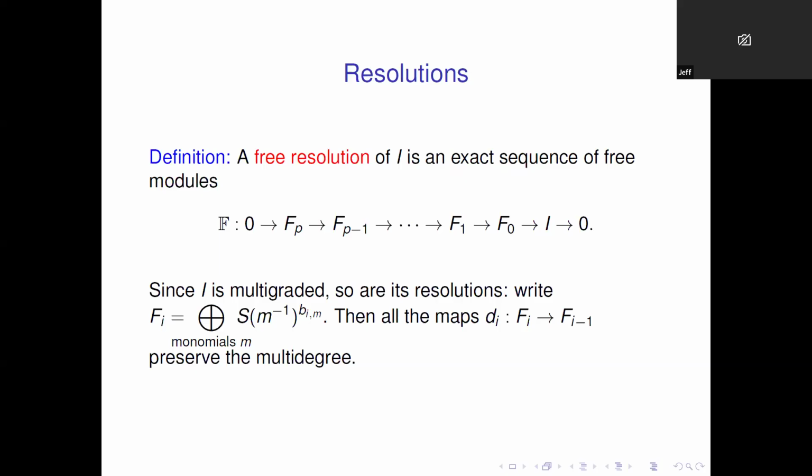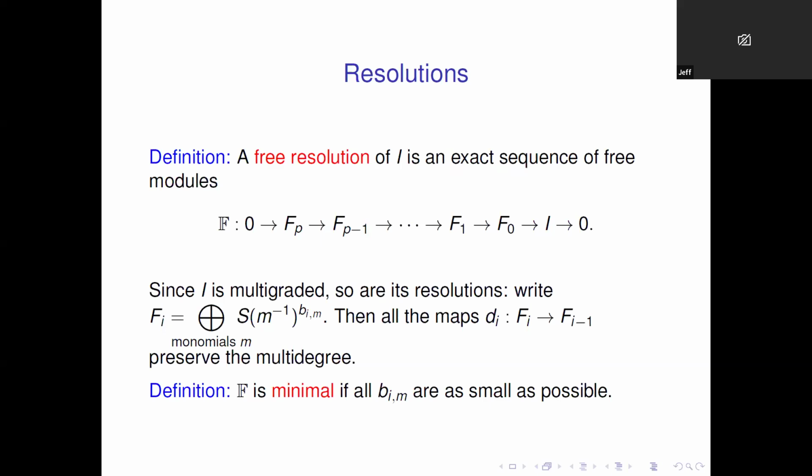So in particular, every one of the free modules we can write as a direct sum of modules twisted in a multidegree M. The multidegrees are naturally in bijection with the monomials. So S(M inverse) just means the generator has multidegree M raised to some power. And then all of the differential maps are going to preserve multidegree. This is not the way the books handle it, but I think it's the right motivation.